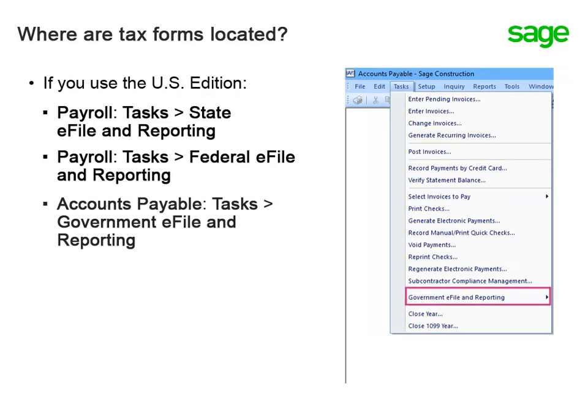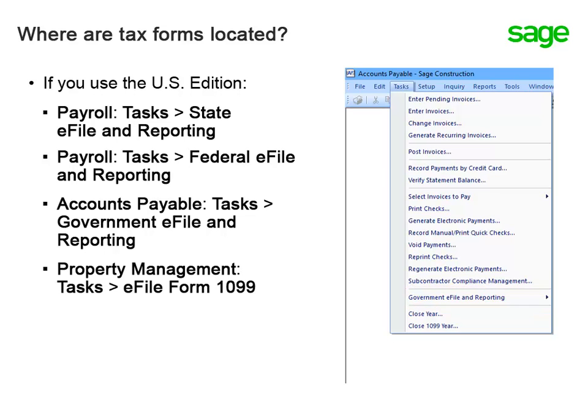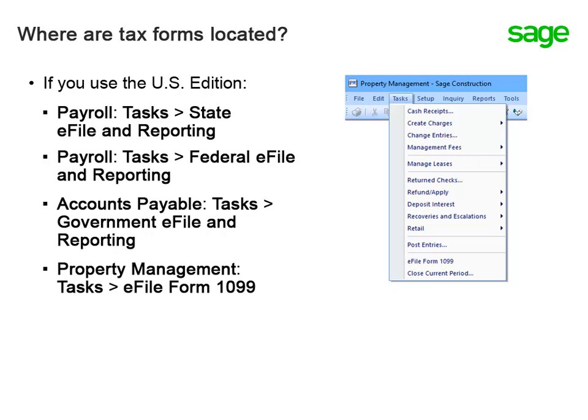In accounts payable, you can access your 1099 forms by going to Tasks, Government e-File and Reporting. And finally, you can access your 1099 INT forms in Property Management by going to Tasks, e-File Form 1099.